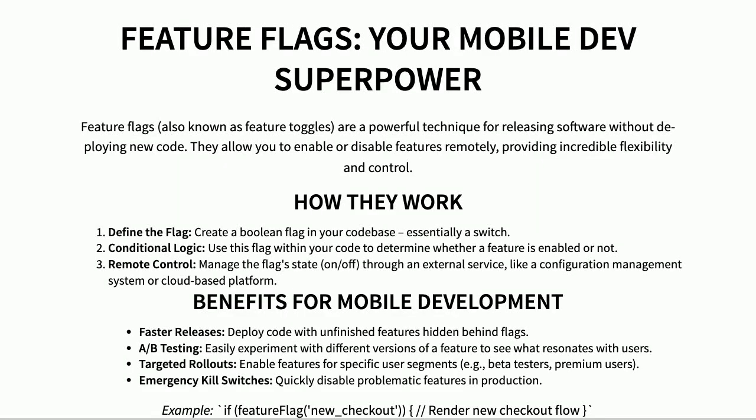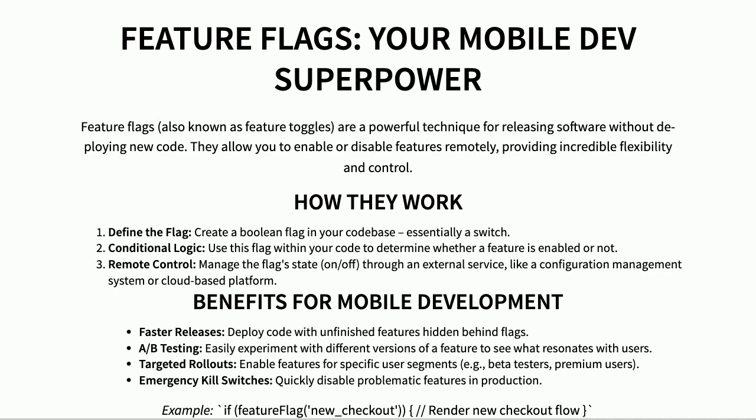Okay, so let's talk about feature flags. They're like secret levers you can use in your mobile app development. Basically, they let you turn features on and off without needing to actually push out new code updates. It's a game changer for releasing quickly and safely.